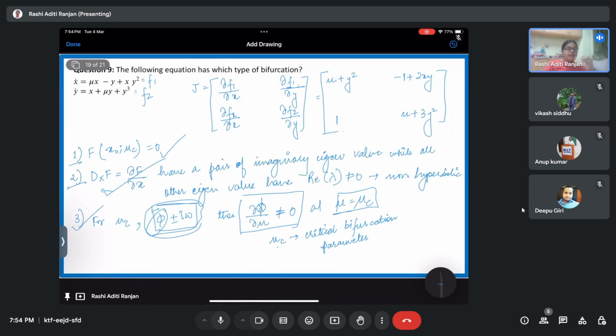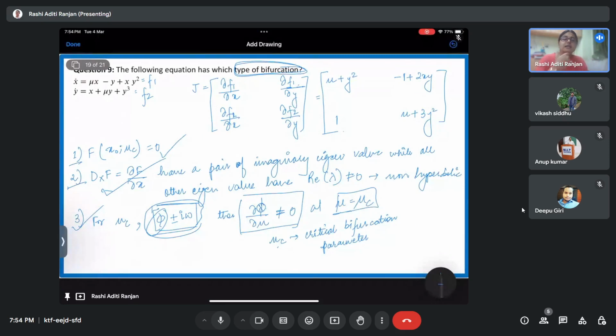It is also satisfied. Okay, so now the question is asking which type of bifurcation is actually occurring over here. We know the answer. The answer is nothing but Hopf bifurcation. I hope this is clear why Hopf bifurcation is occurring, because you can see simply that we have already satisfied the conditions, and that is why Hopf bifurcation is going to occur.